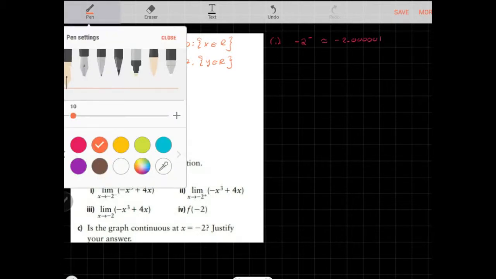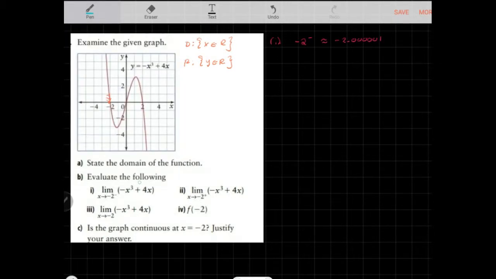So the limit, and we can imagine that f of x here is -x cubed plus 4x. So I'm going to rewrite this as limit as x approaches -2 from the left side of f of x, or y, which is this portion here, becomes 0, right? It gets closer and closer to 0.